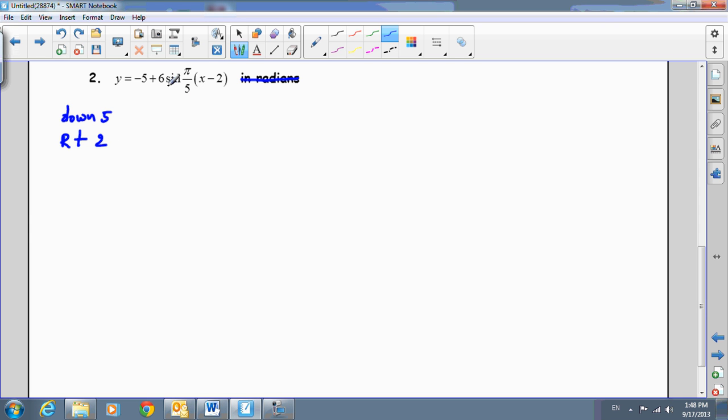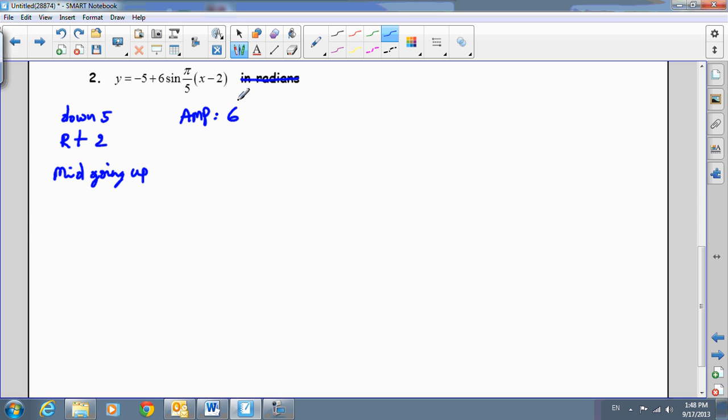The fact that it's sine and it's positive, I'm starting in the middle, going up. Positive tells you going up, sine means starting in the middle. Let's go ahead and find our amplitude. Amplitude here is equal to 6.